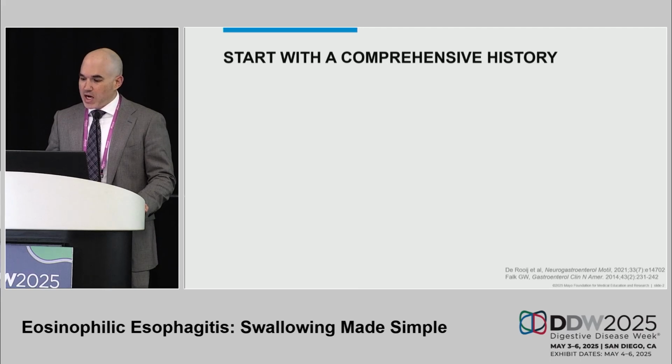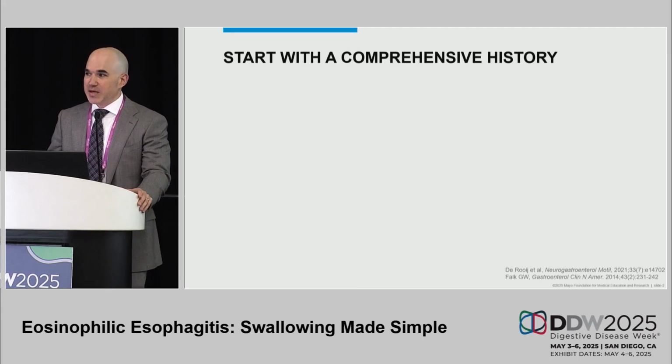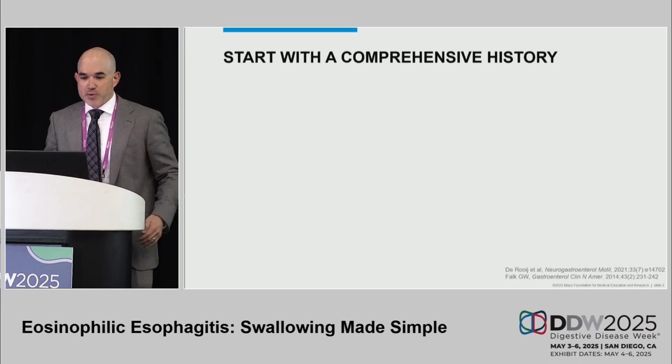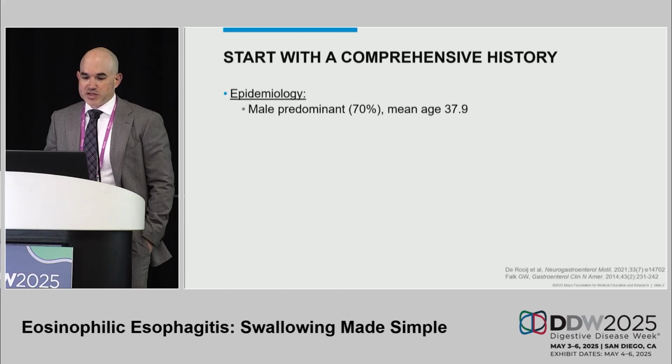So as many of you know, EOE is frequently missed or misdiagnosed. Sometimes patients are mislabeled as having GERD, may even have overlapping GERD, and Dr. Vasey will talk to us about that shortly. And suspecting and ultimately diagnosing EOE is critically dependent on a proper clinical history. So we really have to start with a proper history before we can make a diagnosis of EOE.